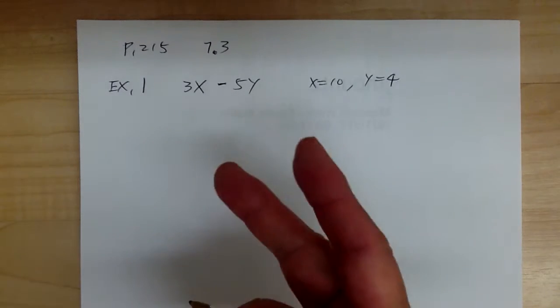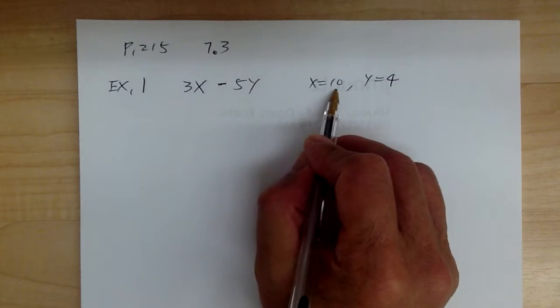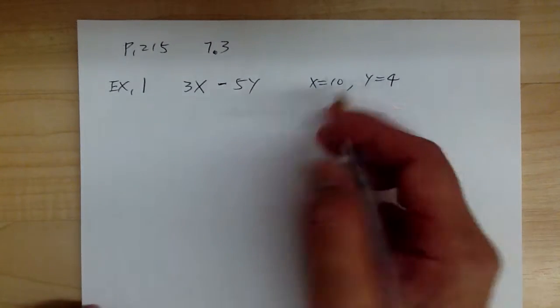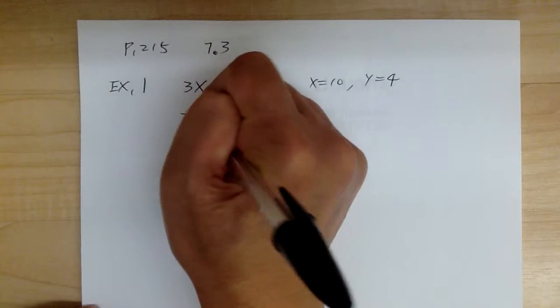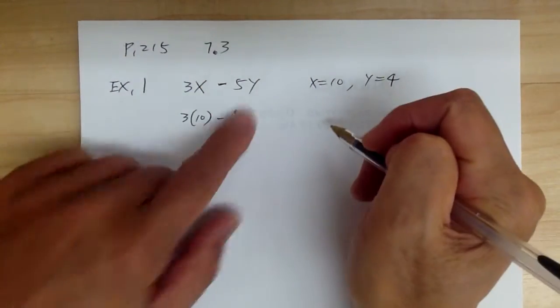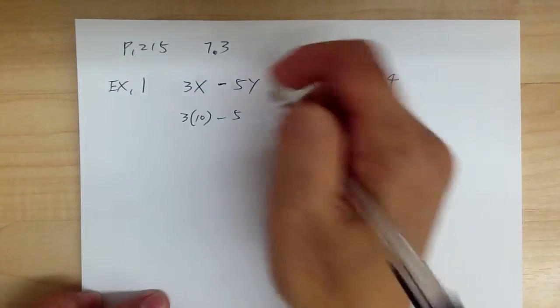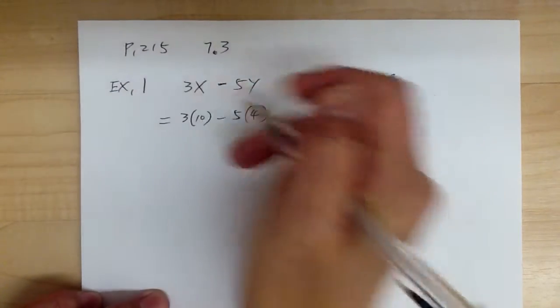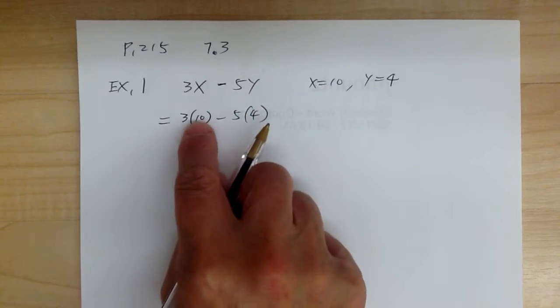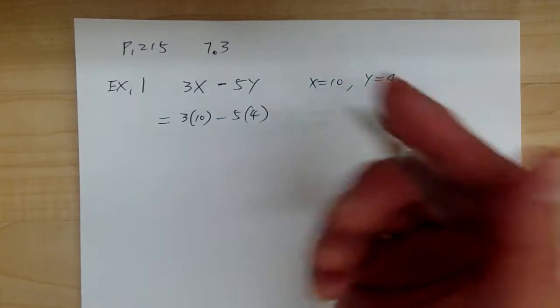Substitute means replace. So it tells you x is equal to 10, which means they are the same, so they are interchangeable, so you can replace it. So this becomes 3 times 10, right? That's what x is equal to. It tells you over here, right? Minus 5. Now what's y equal to? It tells you y is 4, right? So step 1 is you substitute the number into the variable and make sure you put in the parentheses. Now you're going to work it out.